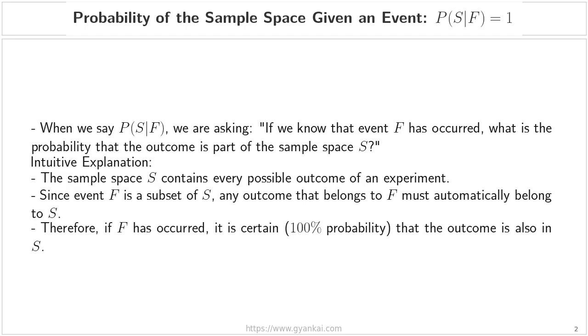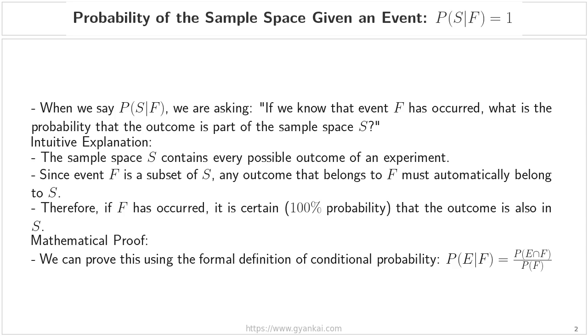If you're looking for an intuitive way to think about this, consider the nature of a sample space. By definition, the sample space S contains every single possible outcome of our experiment. Now, remember from our introduction that event F is just a specific collection of some of those outcomes. Because event F is a subset of S, any outcome that falls within F must, by necessity, also be inside S. So, if we are told that F has definitely occurred, there is no doubt left. It is a certainty, or a 100% probability, that the outcome is also part of the sample space S.